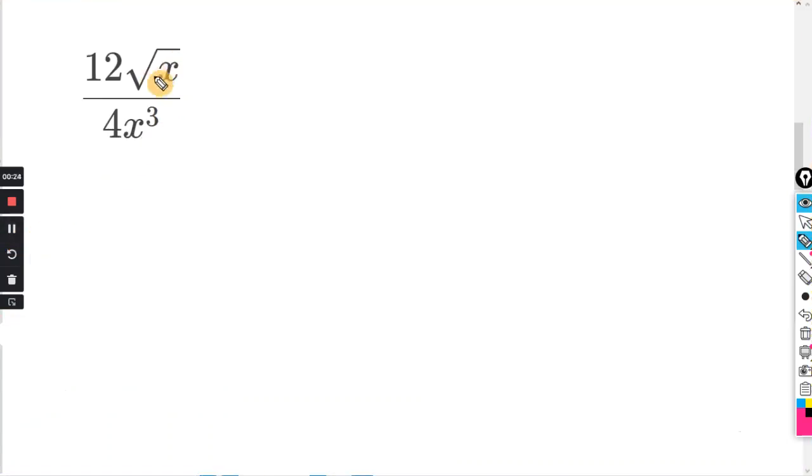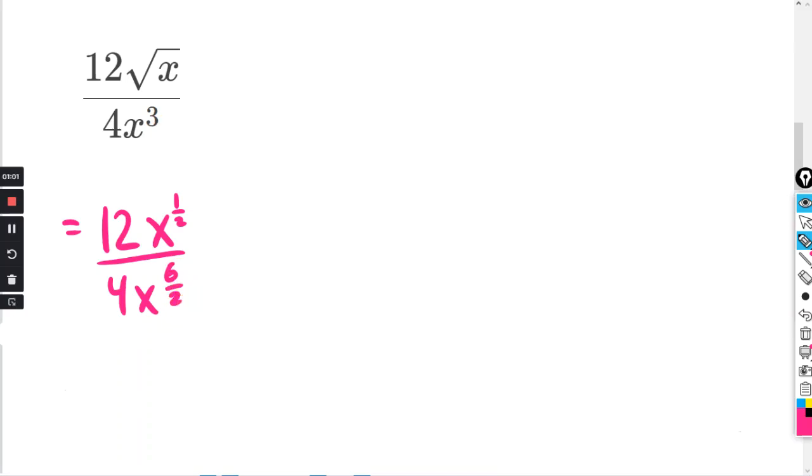So for the first step, I am going to take this square root and turn it into a fractional exponent. So we have our 12, and the square root of x is the same as x to the 1/2, and that's divided by 4x. And in place of 3, I am going to make that in the form of halves. So how many halves are in 3? Well, 3 is the equivalent of 6 halves.